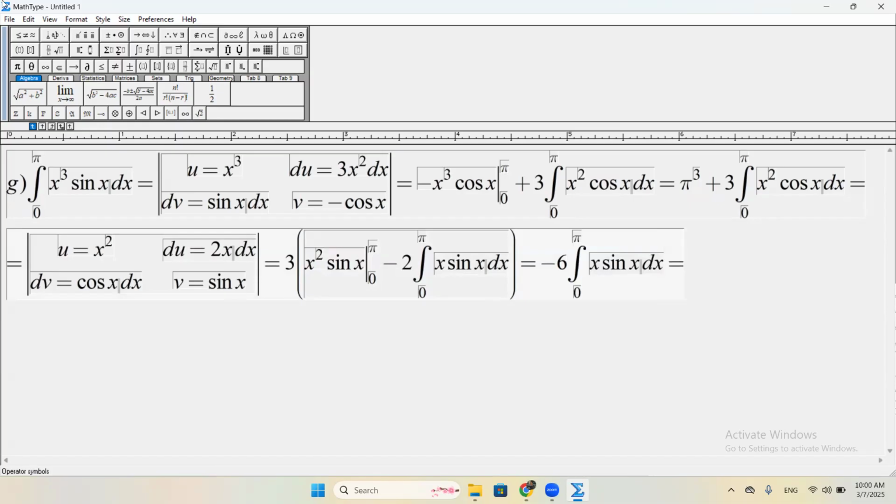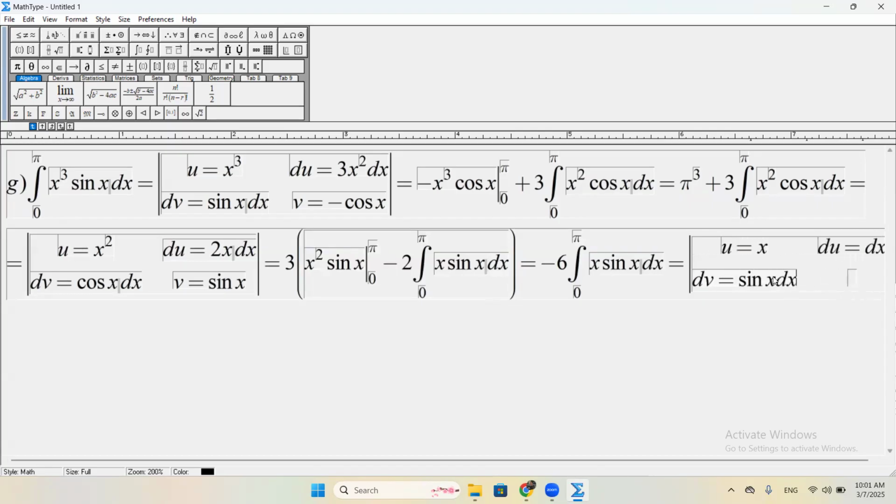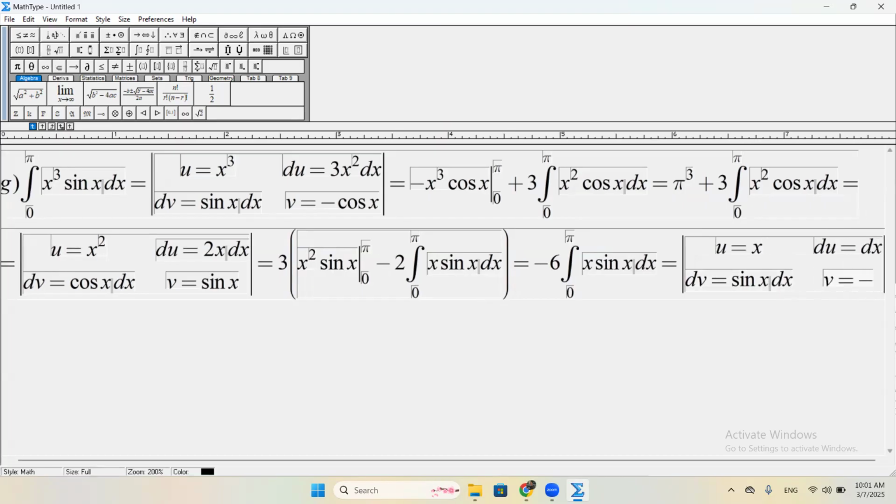So now use again, so last time we used the formula of integration by parts, of course, for this exercise. So u equals x, and then du equals dx, dv equals sine of x dx. So v equals minus cosine of x.